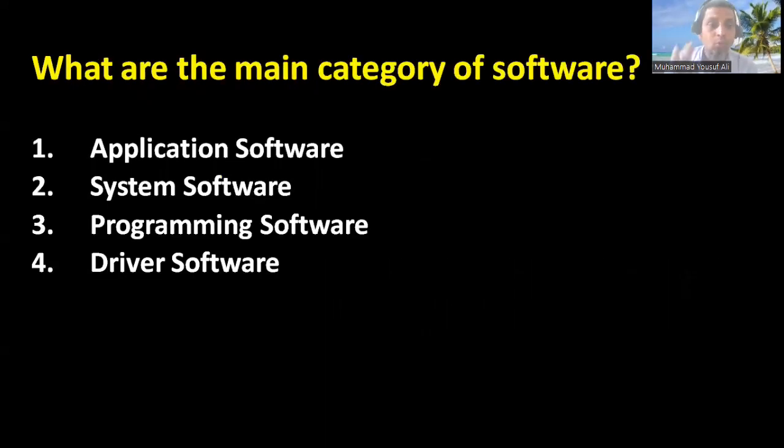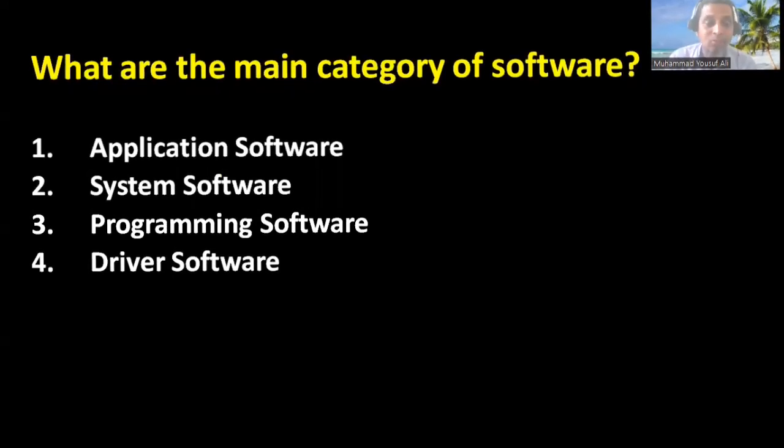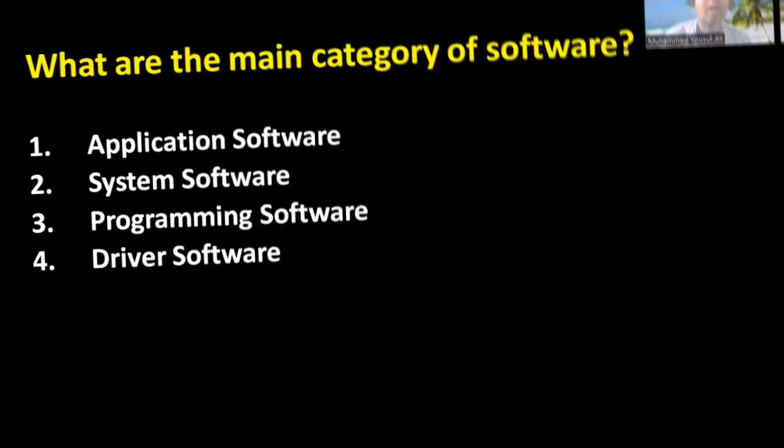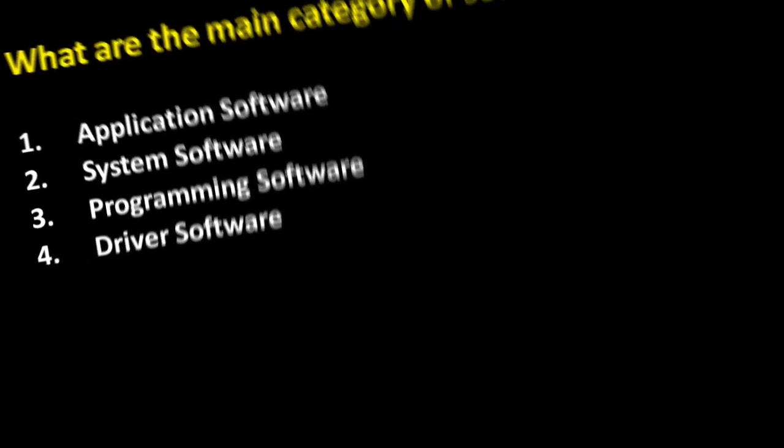Point number 2, what are the main categories of software? There are four main categories of software. Number 1, application software. Number 2, system software. Number 3, programming software. Number 4, driver software.